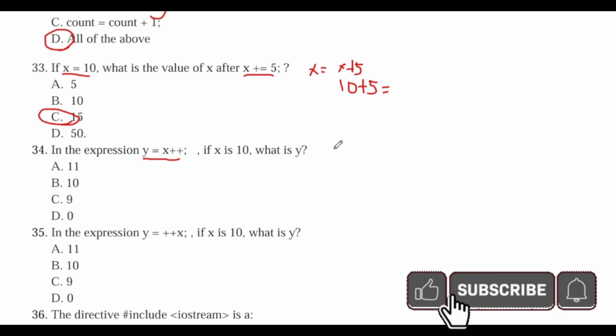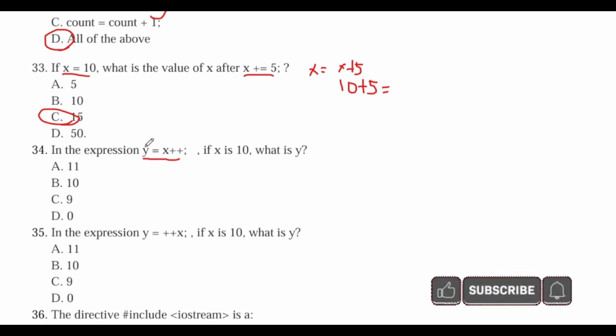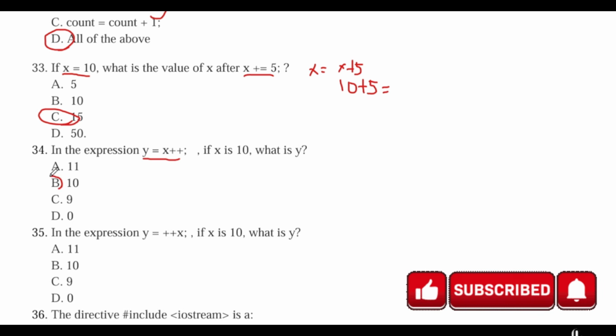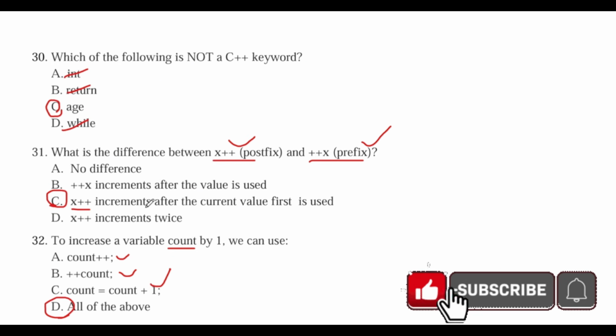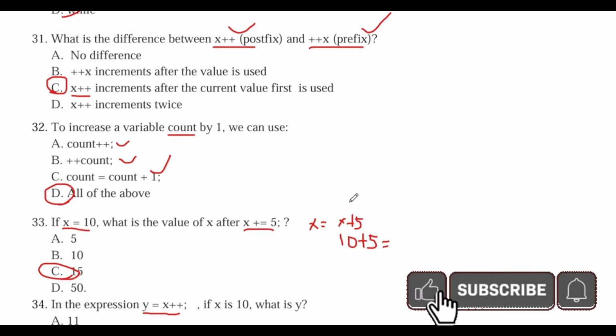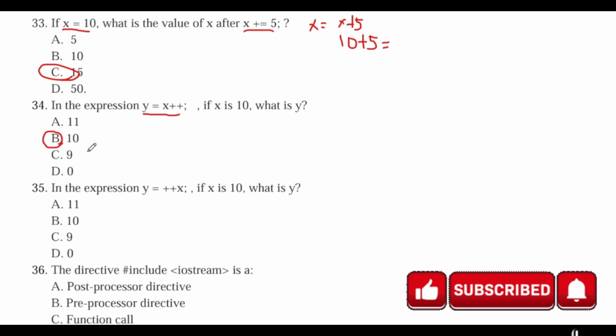It is post increment. In post increment, we use the value before increments. That means you will assign 10 for y before adding 1 on x. So the answer is 10. Here is the rule: x plus plus is increment after current value first used. Before adding 1 to 10, you have to use 10 as it is. So the answer is 10.